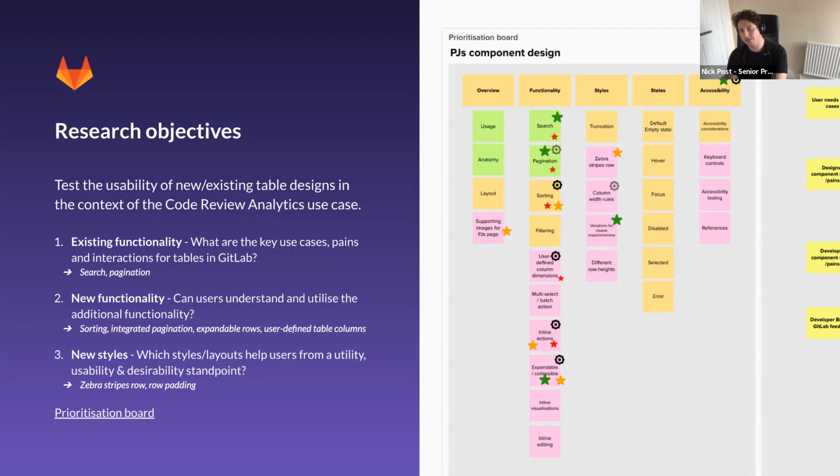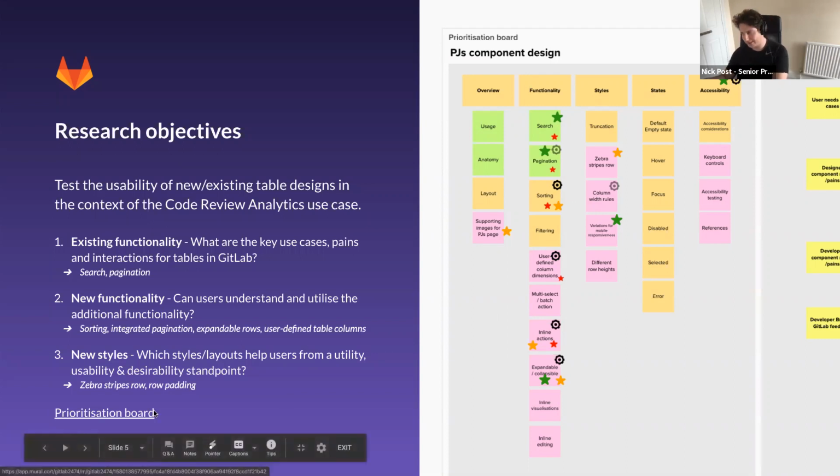And we tested these with 6 engineering managers or team leads. The way we prioritized and came to these bits of functionality that we wanted to add to the table was through this little prioritization exercise in Mural right here. And that's just a little demo of it.